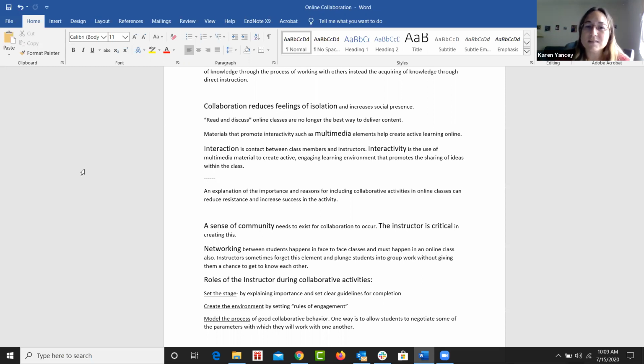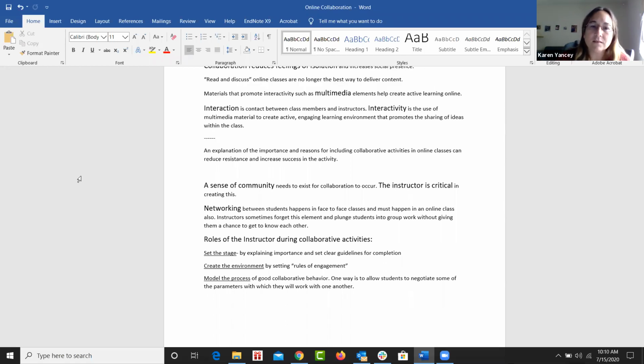Materials that promote interactivity, such as multimedia elements, video, audio, images, help create an active learning environment in an online class. Interaction is different from interactivity. Interaction is the contact between members and instructors. Interactivity is the use of multimedia material to create active, engaging learning environments that promote a sharing of ideas.